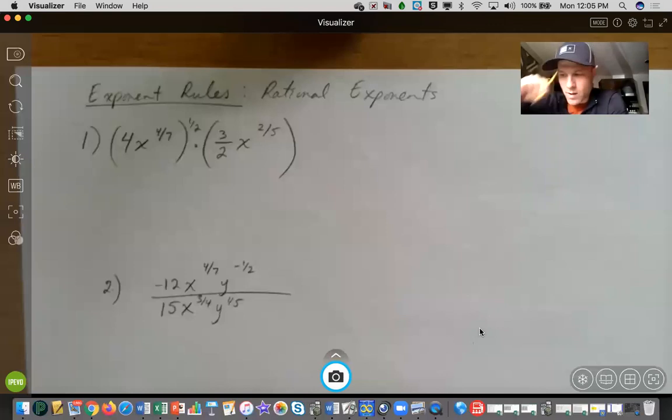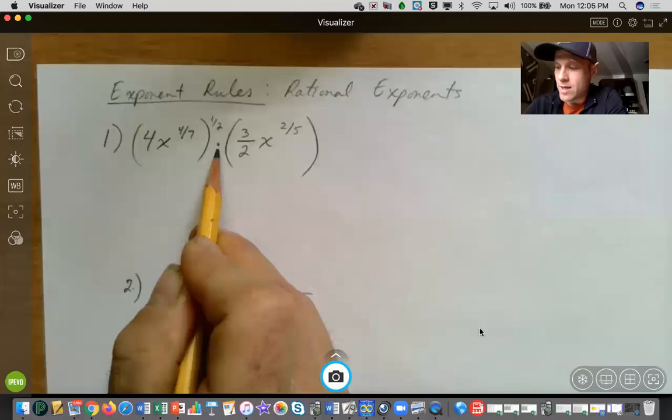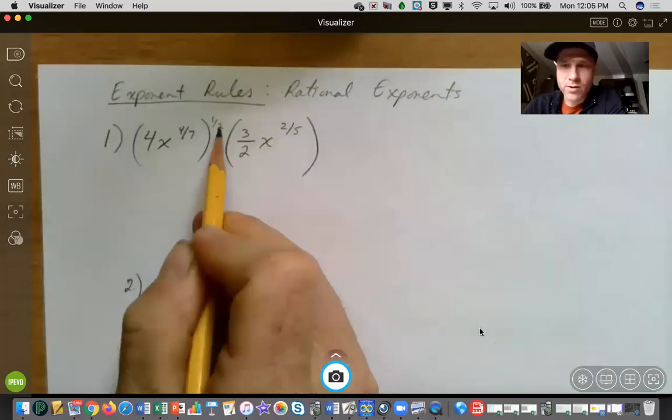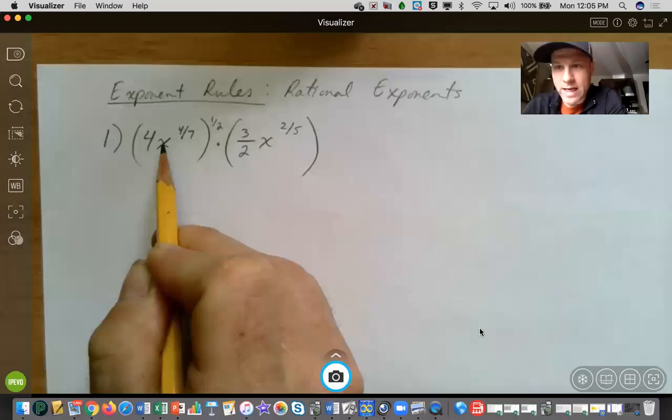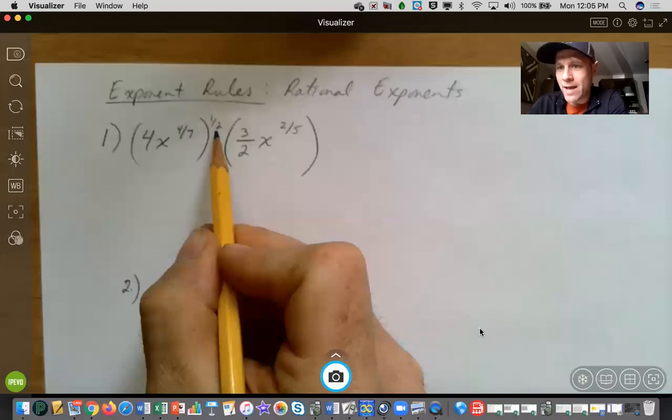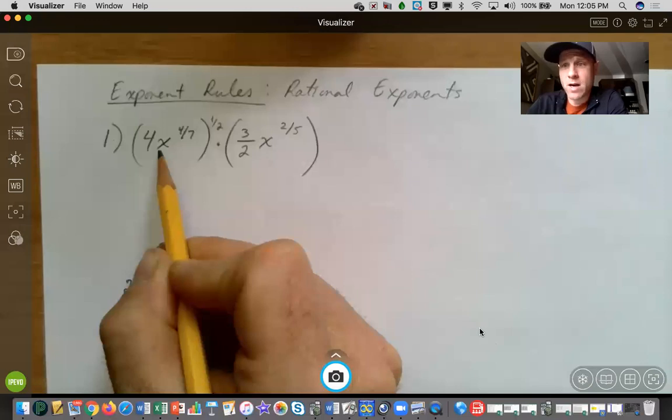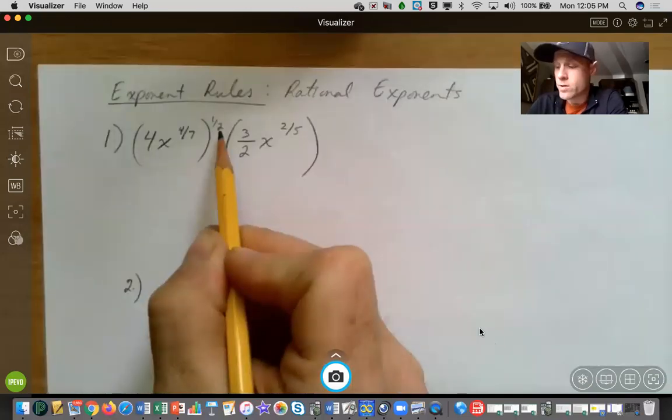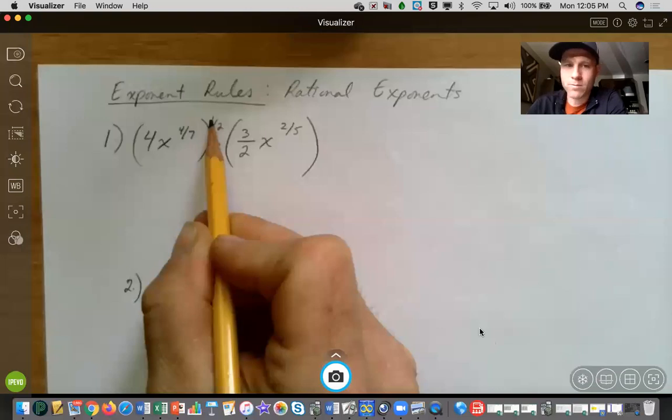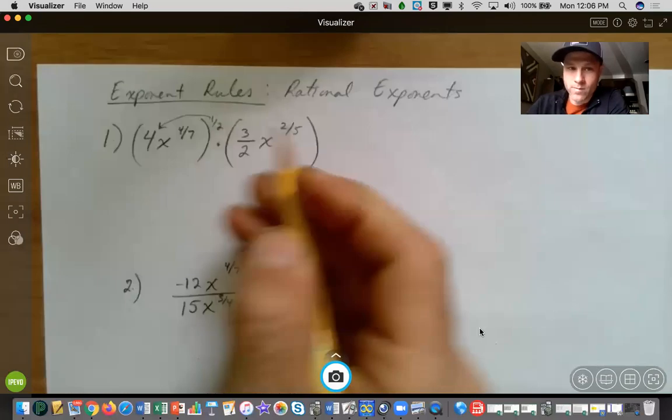This first one is a multiplication question, but it also has a power of a product. Using order of operations, the first thing you technically have to do is take care of your exponent, this 1/2. Remember that the 1/2 needs to be distributed to every exponent inside this quantity. What this 1/2 power really is, is a square root. So I'm thinking about it in terms of the square root of 4, as opposed to 4 to the 1/2. The square root of 4 is 2.